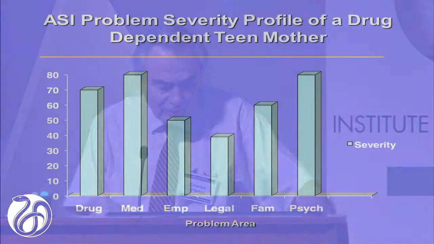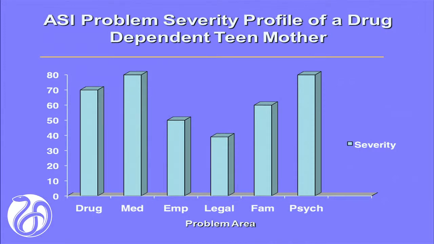And it goes beyond just the drug. This slide shows the 7 different domains for the ASI. The first one on the left is the drug, and then medical problems, because they tend to go along with the addiction, and then employment problems, legal problems, family problems, psychiatric problems. As a matter of fact, at least half of our patients tend to have another mental health disorder, such as depression or anxiety, or even schizophrenia or bipolar disorder, which may have been engendered by the drug or may be aggravated by the drug.